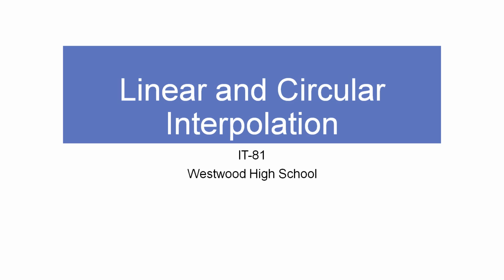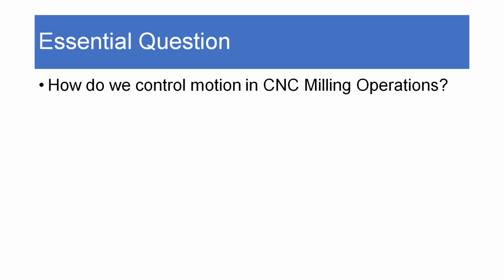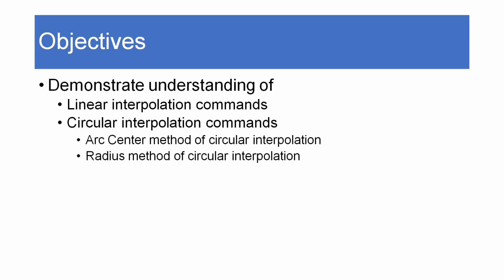We're in precision manufacturing today talking about linear and circular interpolation, or essentially how do we program motion in a CNC machine. So let's get rolling. Our central question here and the essence of this presentation is we're going to discuss how we control CNC motion for milling operations specifically. Now, a lot of this will carry over to the lathe. We'll cover that at a later time, but for today's purposes, we're going to talk about movement in the X, Y, and Z axes of a CNC mill.